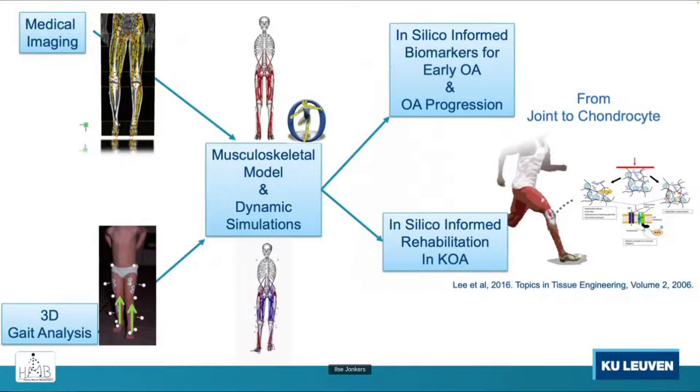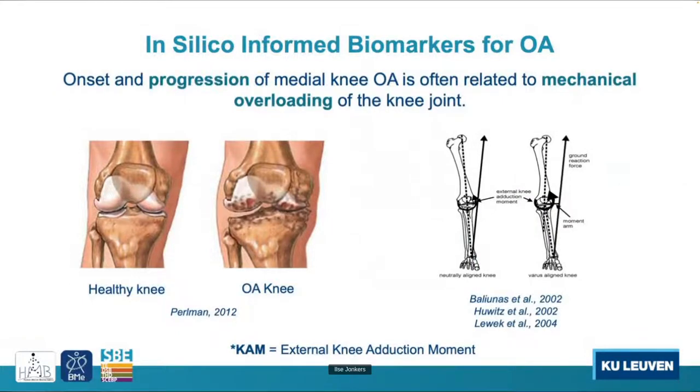My group uses these physics-based models to generate insights on the relation between joint movement and loading in knee OA, in order to define in silico-informed biomarkers for early OA and OA progression, and to customize rehabilitation programs. I will show you our recent findings. Indeed, knee OA is a complex degenerative process in which mechanical loading is implicated. In literature, the knee adduction moment, or the KAM, that evaluates the alignment of the ground reaction force to the knee center in the frontal plane, was confirmed as a parameter that was sensitive to the presence of knee OA in the end stage of the disease process. However, its role in the onset and early stages of the disease is more variable.